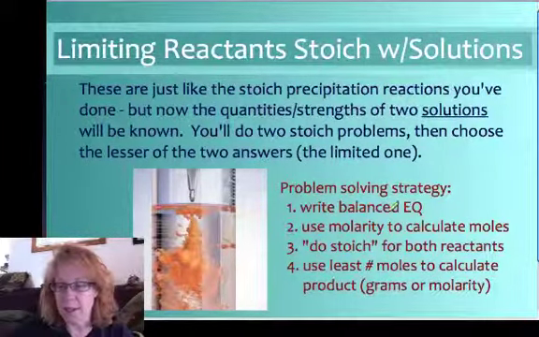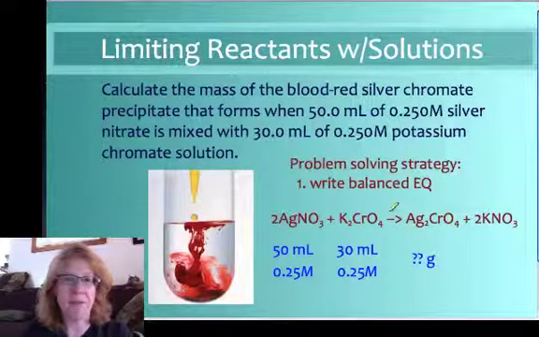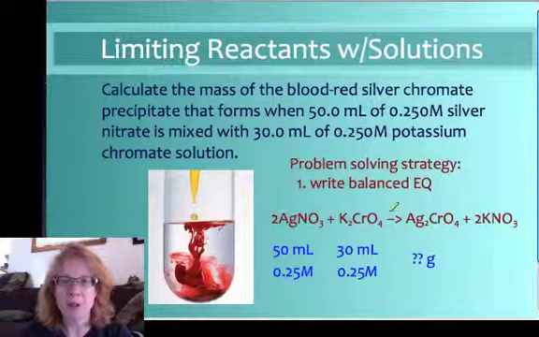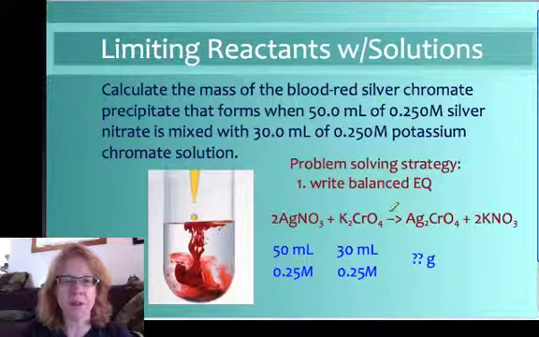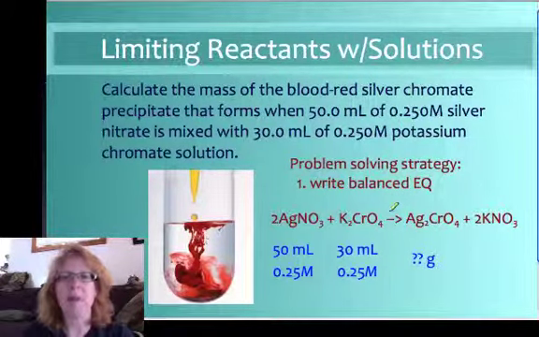So let's take a look at a sample problem here. Here's an example. Calculate the mass of the blood red silver chromate precipitate that forms when 50 milliliters of 0.25 molar silver nitrate is mixed with 30 milliliters of 0.25 molar potassium chromate solution. So number 1, write your balanced equation.